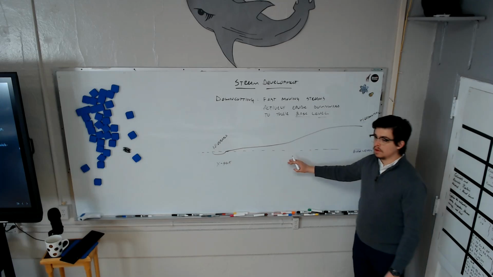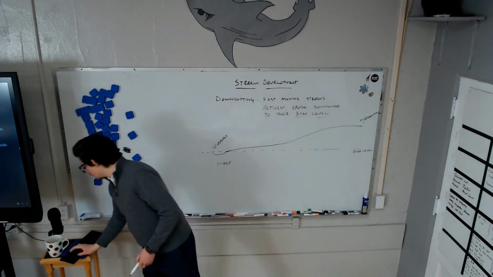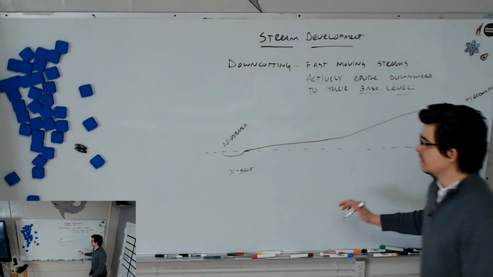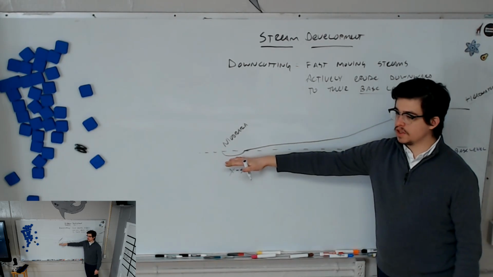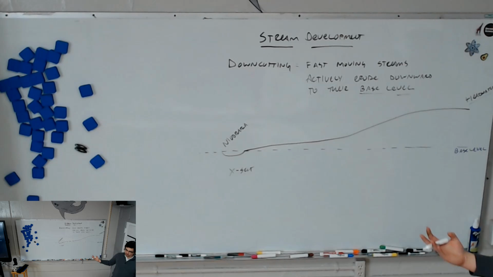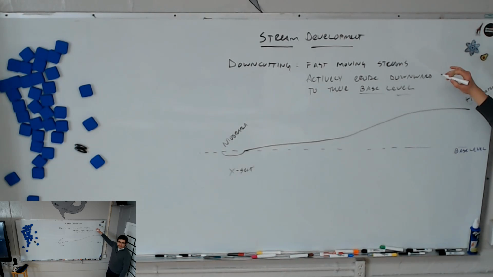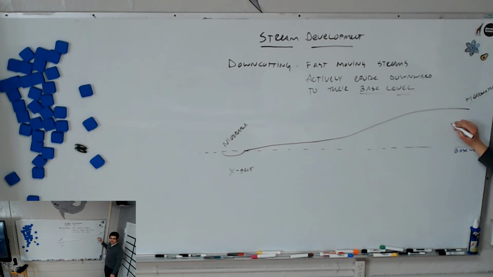And the base level, like I just said, is the altitude at which it will join up with its distributary, with the river that it flows into, or the stream that it flows into, or the ocean that it flows into, right? And so the higher above the base level it is, the more active downcutting it can do. So when it starts out here, it can actively downcut.